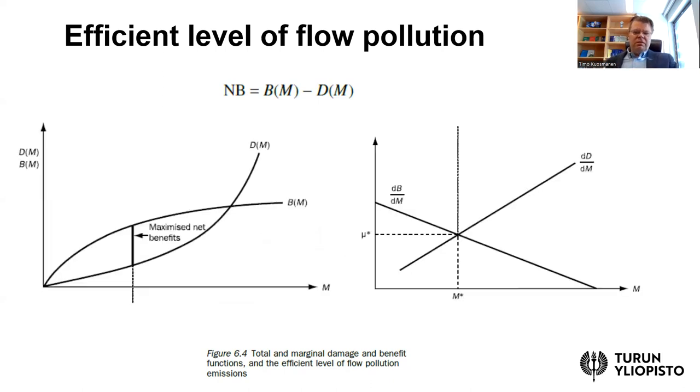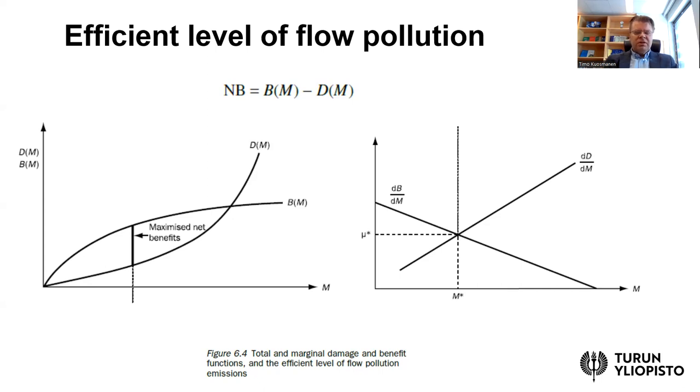And this is when we expand this figure a little bit further. On the right-hand side of this figure, we have plotted in the same diagram the marginal benefit curve and the marginal damage curve. These are assumed to be, in this case, linear. As you see, the absolute level of benefit is increasing at a decreasing rate, so the growth rate of the benefit function is decreasing, which means that the marginal benefit is decreasing. And in this example, it is plotted as a linear function, and the same for the marginal damage function.